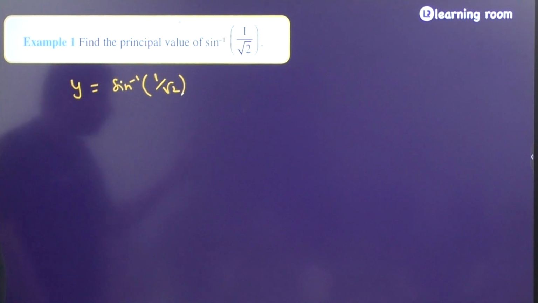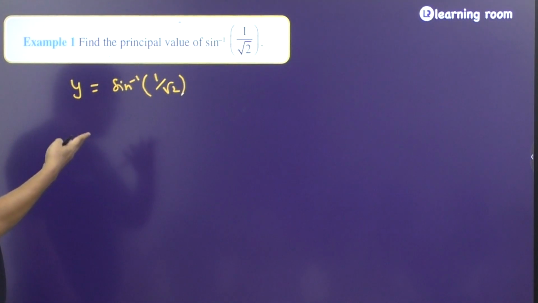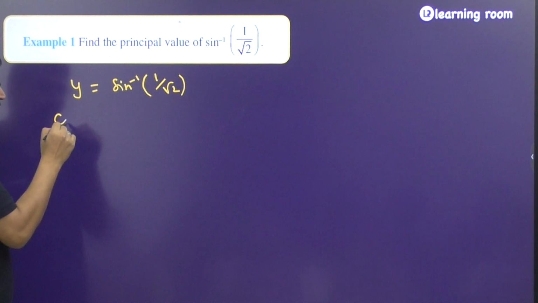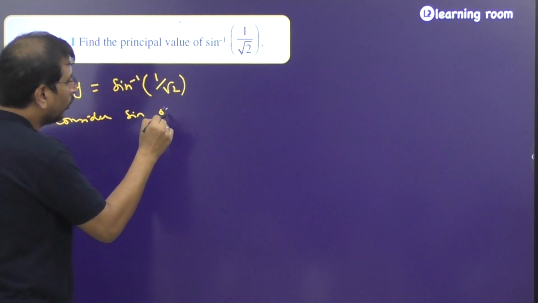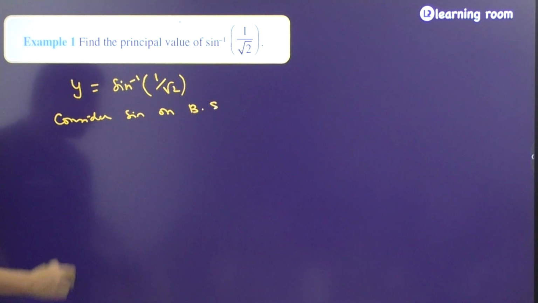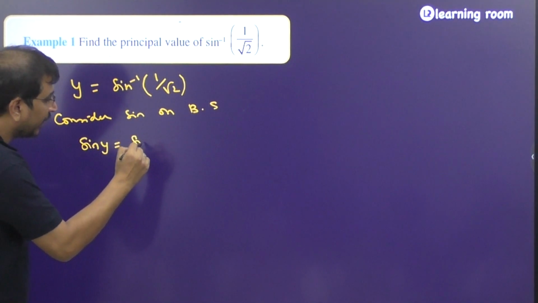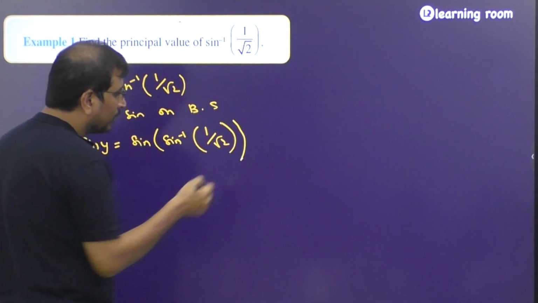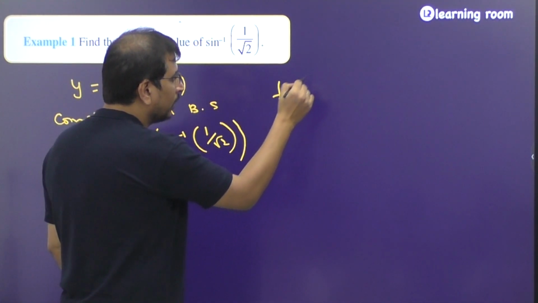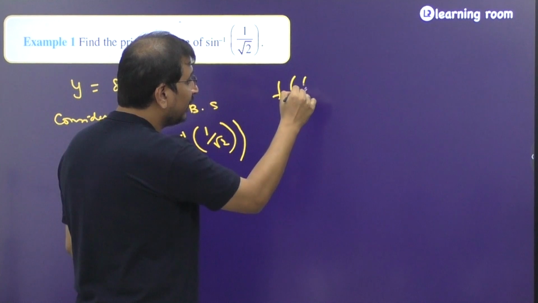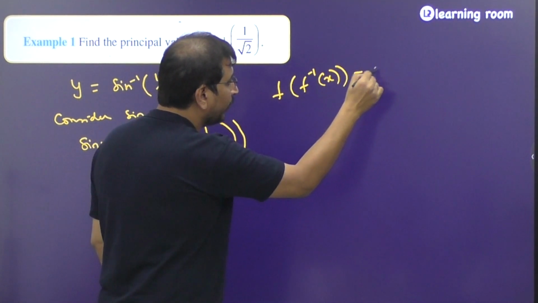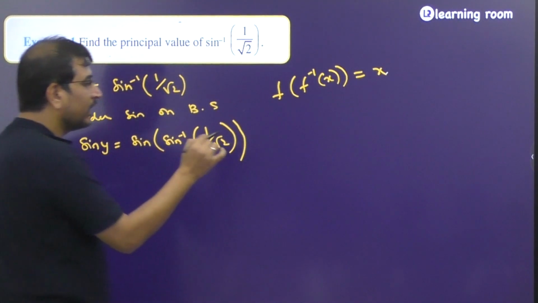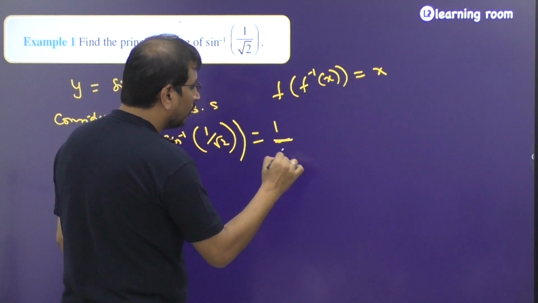You can actually solve this problem in one step. You can tell the answer by now. What is the answer? That is pi by 4. You need to write it in terms of radian. But see, the steps that you need to follow is consider sine on both sides. So sine y will be equal to sine inverse of 1 by root 2. Remember, this is f and sine inverse is g. So basically, f of f inverse of x is going to give you x only, because when you do the composition, you are getting an identity function. So sine of sine inverse of 1 by root 2 will give me 1 by root 2.